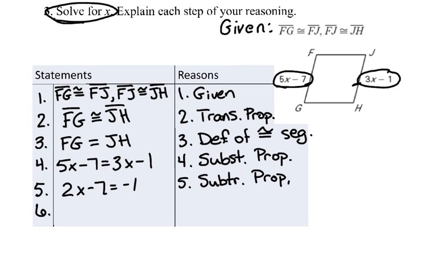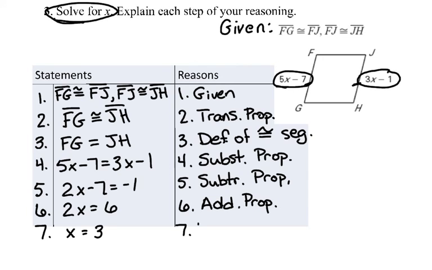And then I'm going to say, let's add that 7 to both sides to get 2x equals 6. Use the addition property of equality. And then last step, divide both sides by 2, and we get x equals 3. So our last step here was the division property. And we are done with that proof.